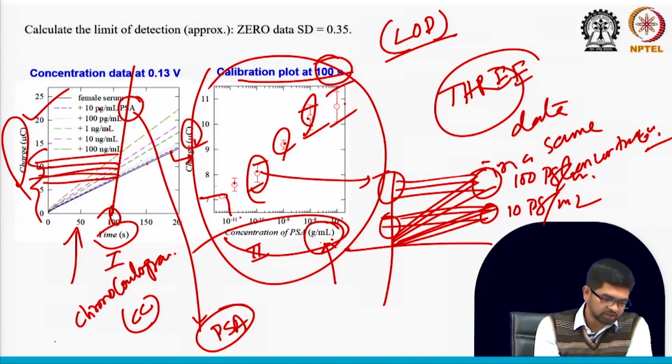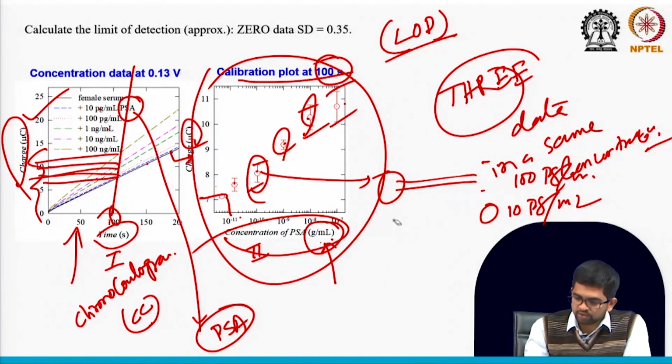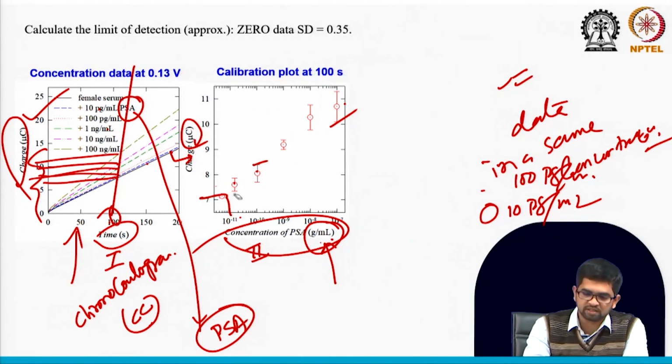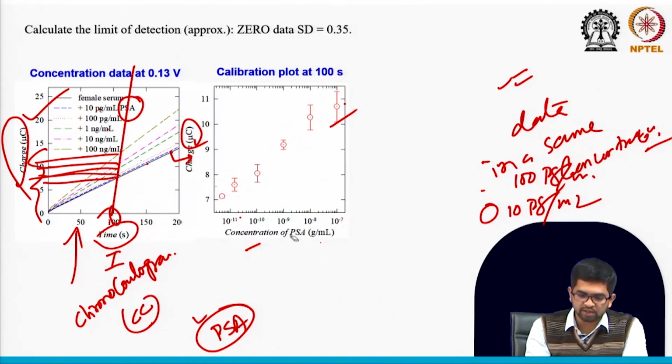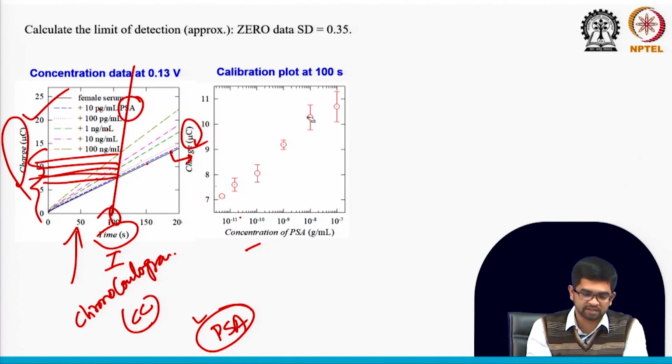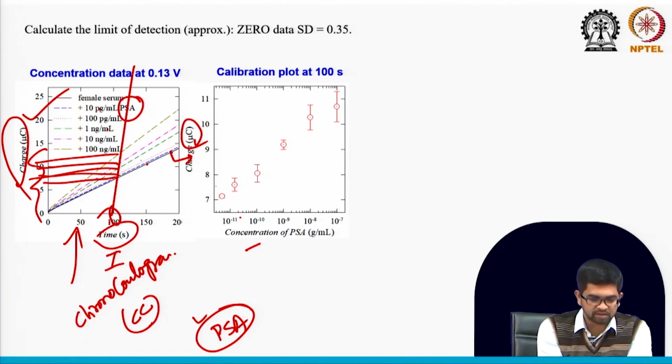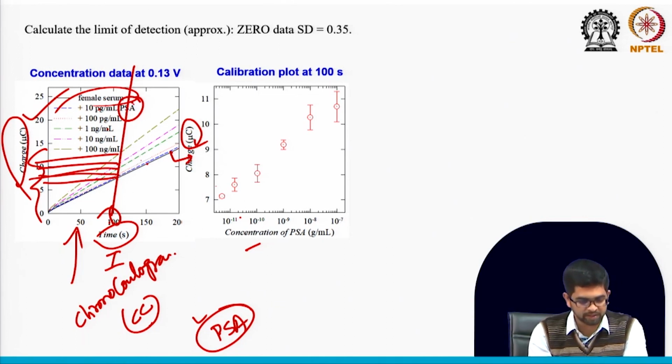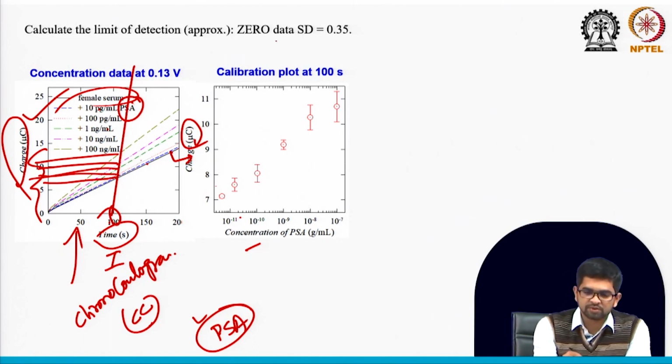Now, let us come to the limit of detection calculations. Before that, I already taught you that you have to collect the standard deviations of your 0 data. 0 data means without any target, just the female serum, with no prostate specific antigen. Suppose your 0 data SD, the standard deviation, is 0.35.